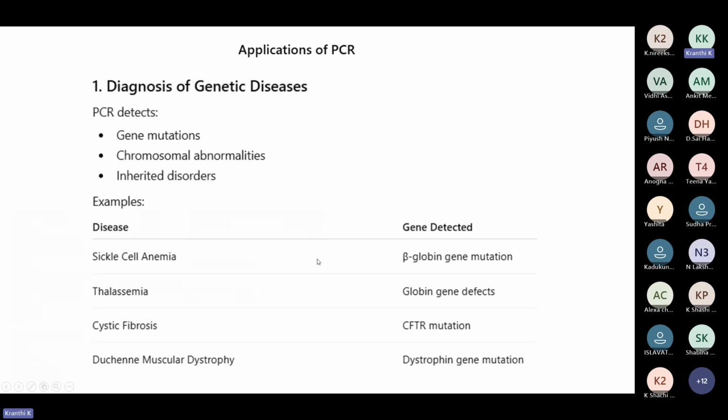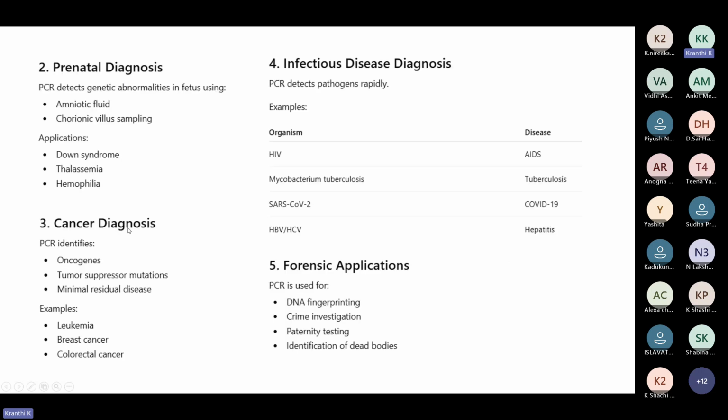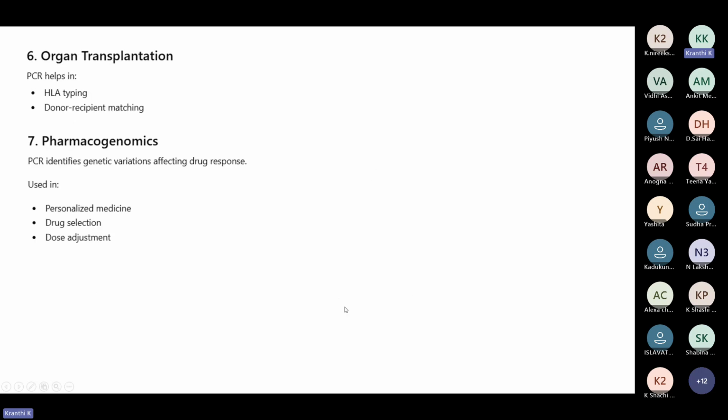Then what are the applications of this PCR? Diagnosis of genetic diseases, like gene mutations, chromosomal abnormalities, inherited disorders. Simple. We amplify a gene, then use that gene to check whether the person is having sickle cell anemia. It will work as a probe to find out different diseases, right? Then prenatal diagnosis like Down syndrome, thalassemia, cancer diagnosis, infectious disease. Forensic applications also, like DNA fingerprinting. In organ transplantation, HLA typing, human leukocyte antigen typing, donor recipient matching.